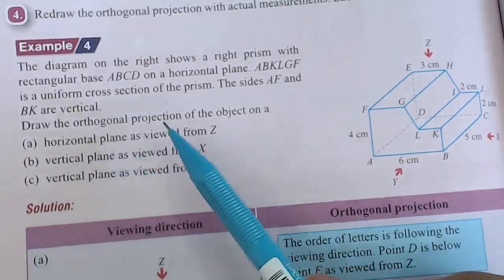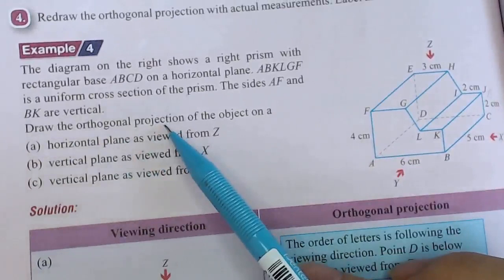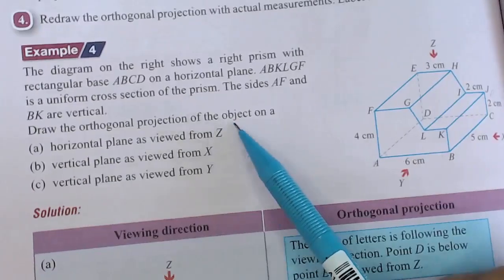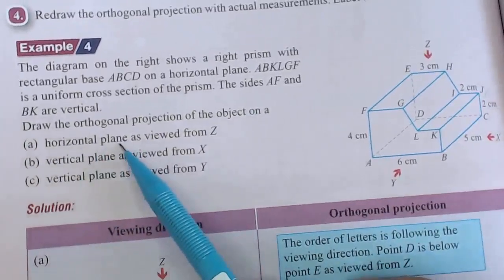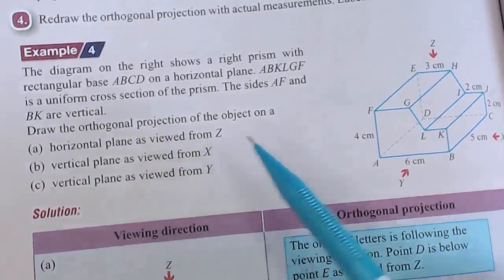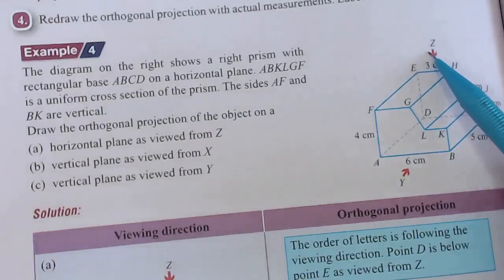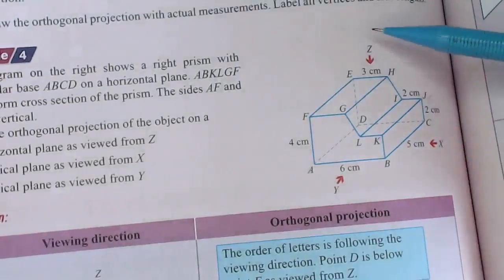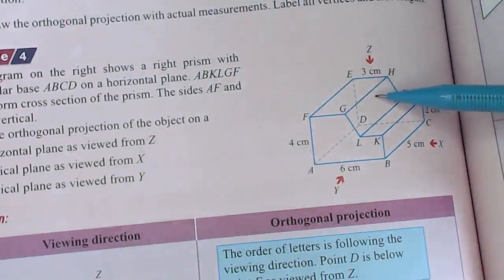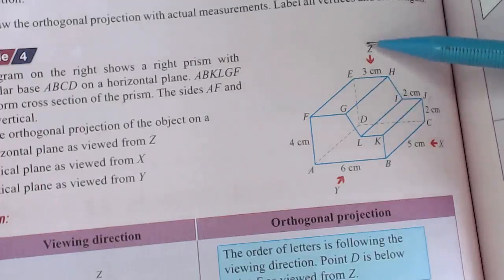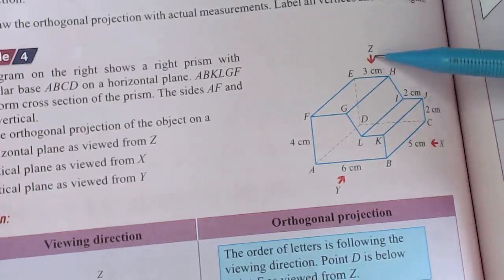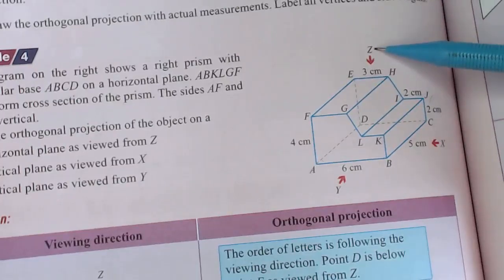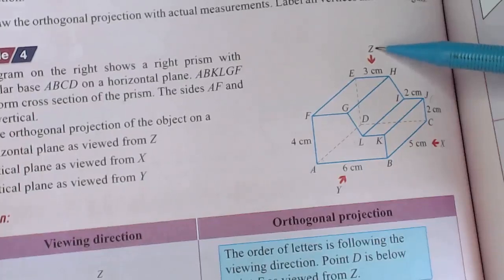Draw the orthogonal projection of the object on a horizontal plane as viewed from Z. Z means we look downward like that. They don't tell you to look downward, they are going to tell only Z, so you know where to put your eyes.